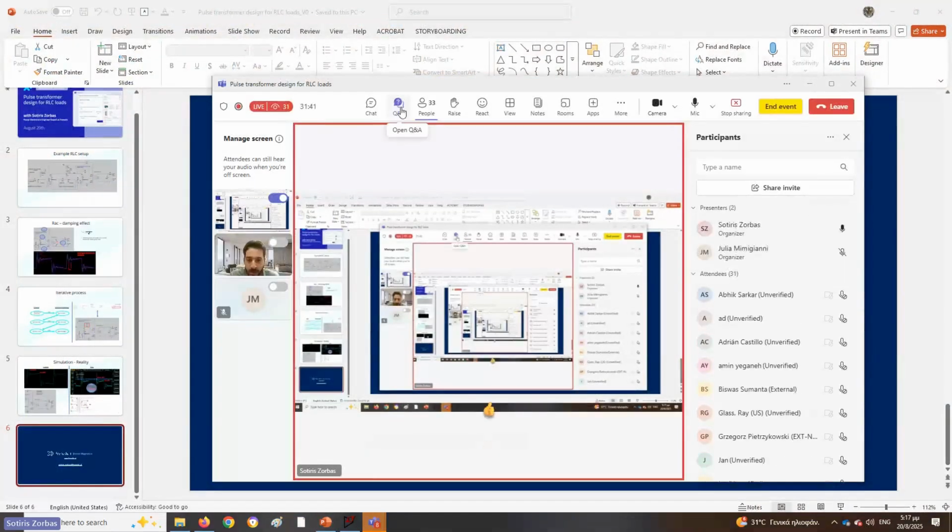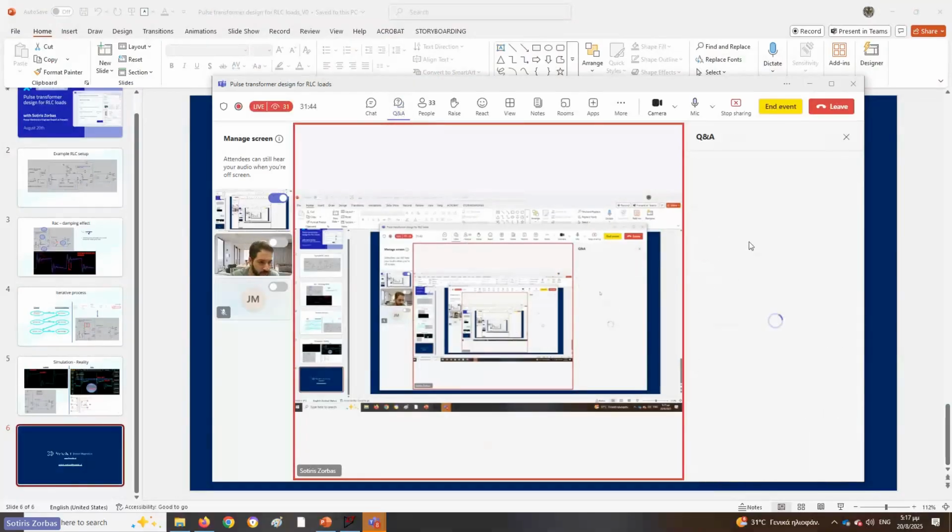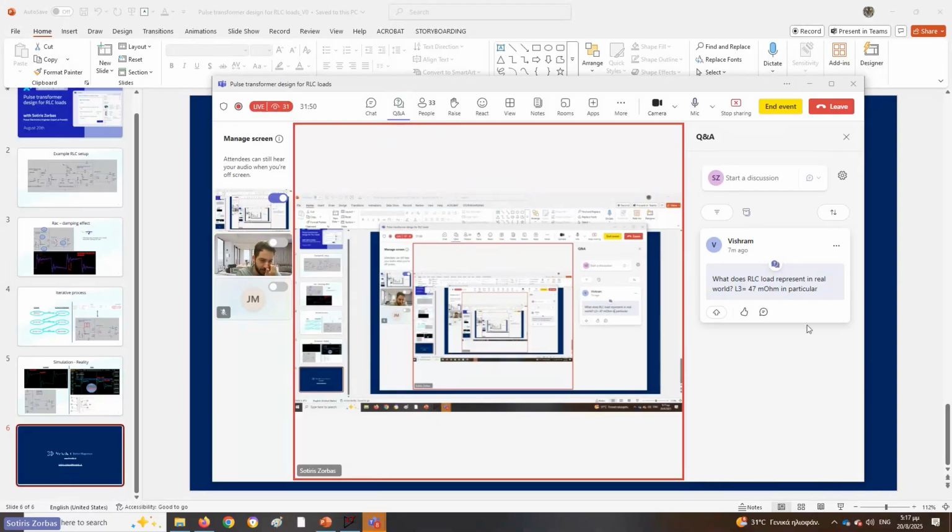I'm not sure if we have a question, or you want me to go back into something. We have a question: what does the RLC load represent in the real world? L3 is 47 millihenries in particular.